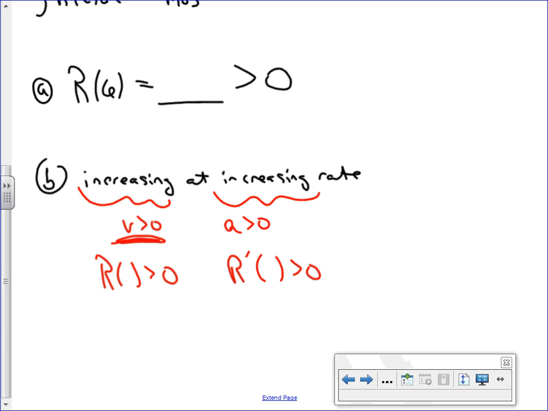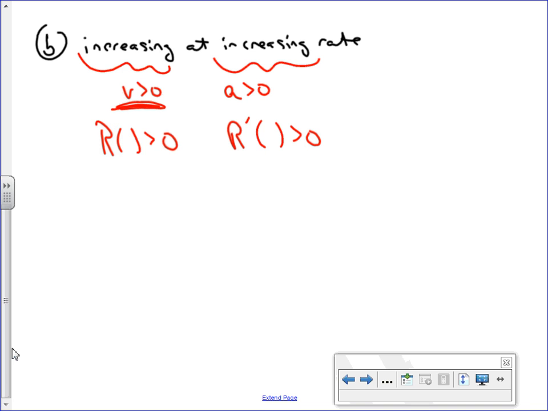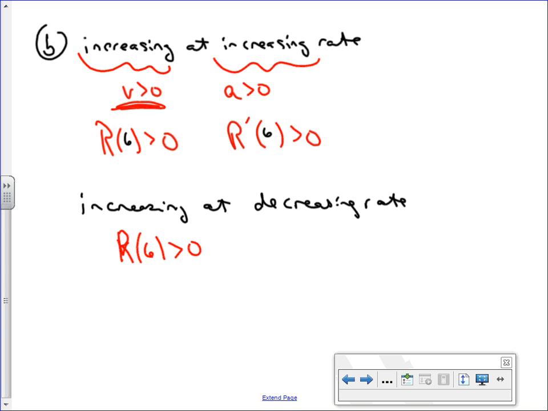Okay? So the increasing rate is the rate, yes, it is. So the question actually says increasing at an increasing rate or increasing at a decreasing rate. So let's see if we can figure that out. So it says increasing at a decreasing rate. All right? Well, increasing still means R is positive. But if the rate of increase is decreasing, that's like slowing down. Yes?